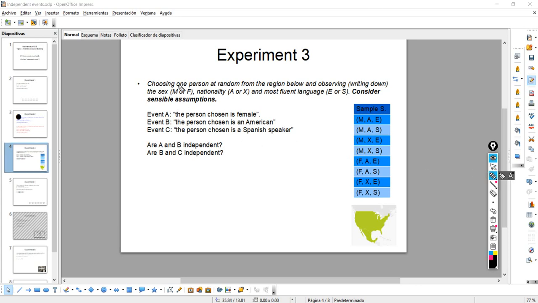So what is the experiment? The experiment is choosing one person at random from the region below, from this green region, which comprises Mexico and the United States. And after we have chosen this person, we're going to write down the sex, male or female, the nationality, American or Mexican. I'm going to represent Mexican with an X, and the most fluent language of this person, which could be either English or Spanish. And then I'm given this remark: consider sensible assumptions.